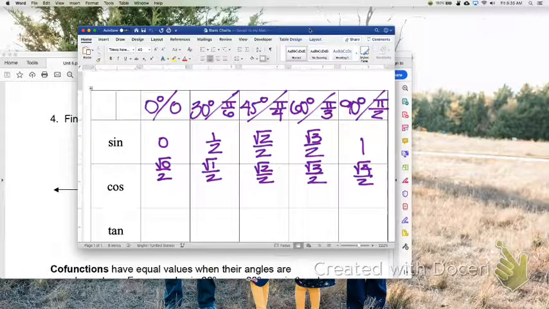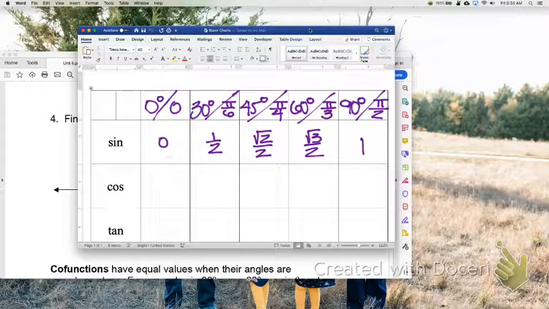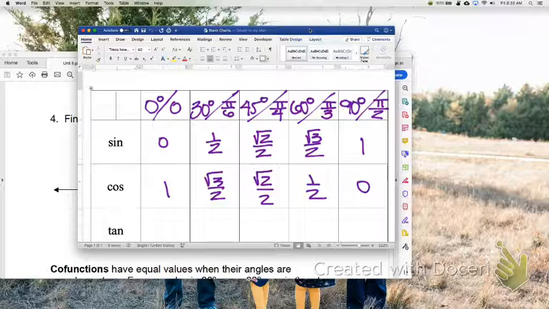And then here's the rest of this. Nice and easy. Cosine values flip from the sine values. Instead of going 0 to 1, they go 1 to 0, and they flip order. They go down in order rather than up in order. Okay? So no memorization for cosine, if you know sine. No memorization for tangent, and here is why.